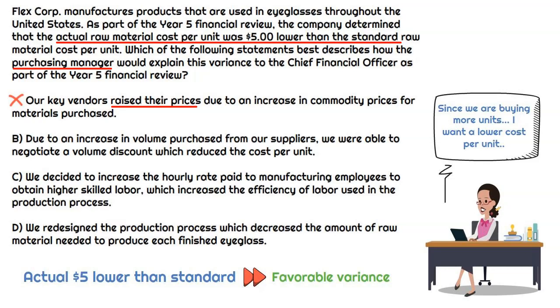How about we decided to increase the hourly rate paid to manufacturing employees to obtain higher skilled labor, which increased the efficiency of labor used in the production process? So a few things here, right? That actually impacts the direct labor rate. It would have increased that rate, right? The actual rate would have been higher than the standard rate. But again, that relates to direct labor and not direct materials.